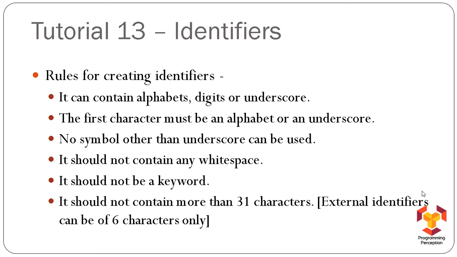It should not contain any white space, even a space, a tab space or a return key. The name of an identifier should not contain any white space, and in case we provide it, the compiler will treat it as two different identifiers. I will explain that practically, so just wait for it. We already studied that it should not be a keyword, which is an important rule. The last point to remember is that it should not contain more than 31 characters.